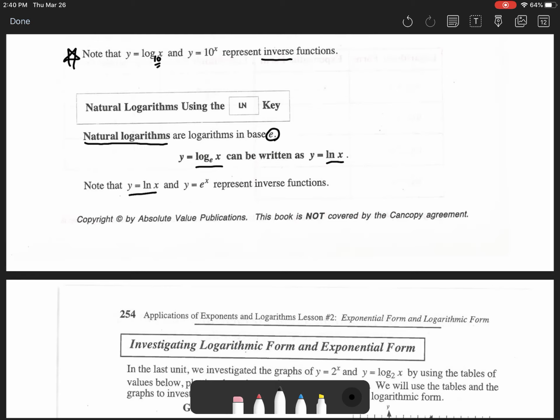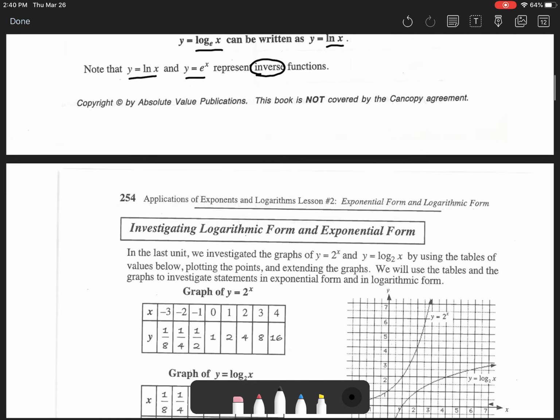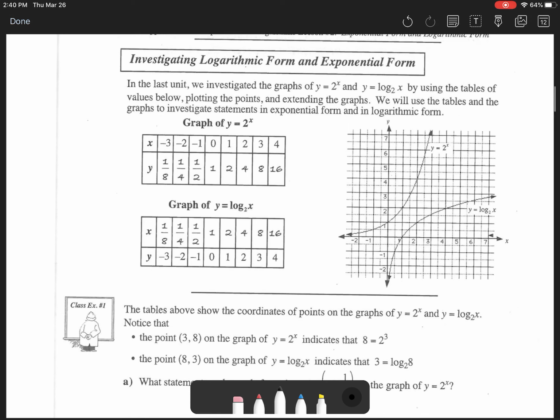And again, note that the natural log of x and e to the exponent of x are inverse functions. Inverse functions are reflected in the line y is equal to x, and that's what we're going to take a look at now on the next page. So if you do turn to the next page, it does say we're going to investigate log and exponential form. So they've given us tables of values here for both 2 to the exponent of x, which they've labeled, and you can see on the graph as this graph here.